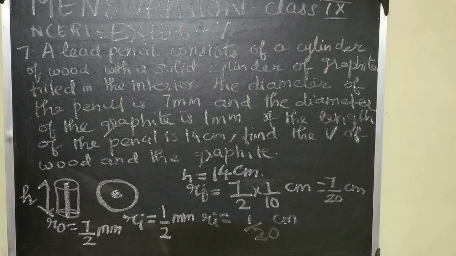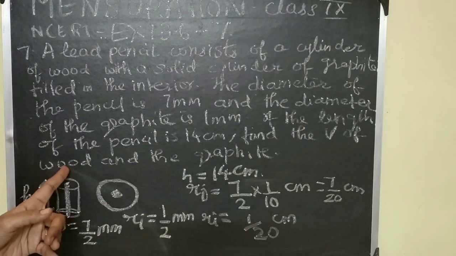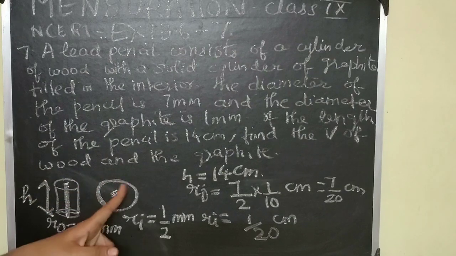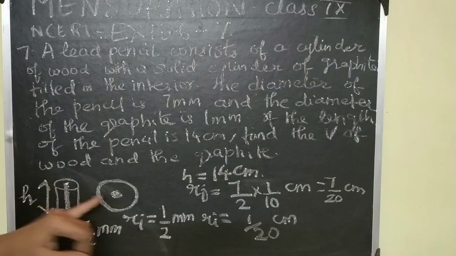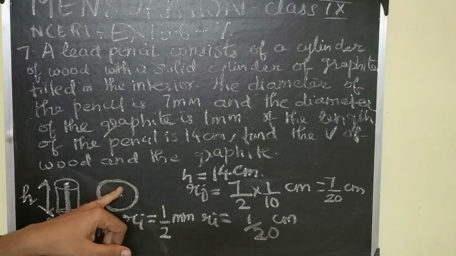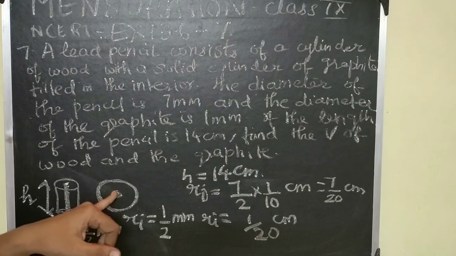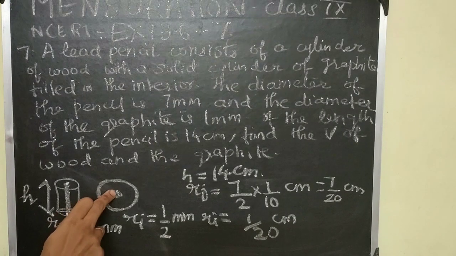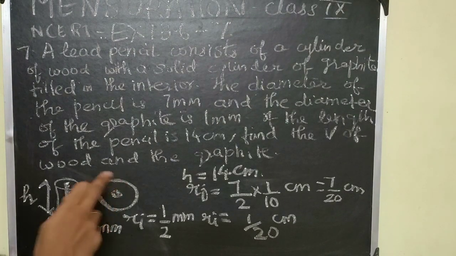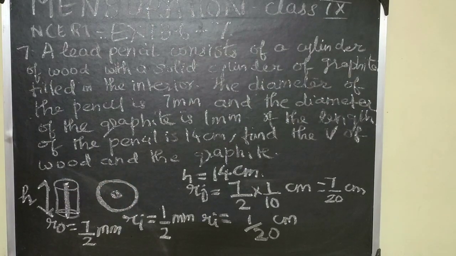Apart from that, what have they asked? If the length of the pencil is 14 centimeter, find the volume of the wood. So volume of the wood is this portion and volume of the graphite is this portion. So if you are going to find the volume of the wood, I have to find the total volume and then subtract the volume of the graphite to get only the wood, because the middle portion will not be made of wood, it will be made of graphite. So we have to take the inner and the outer and then subtract both to get the volume of the wood.